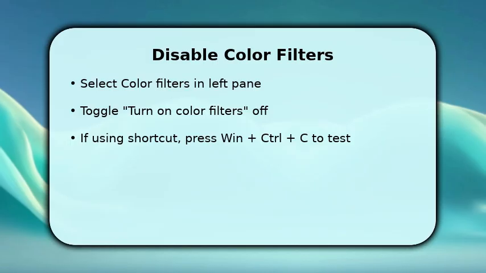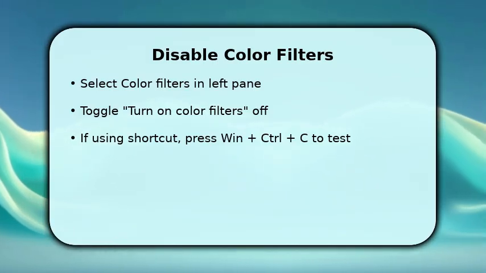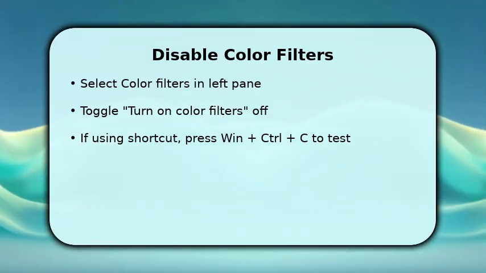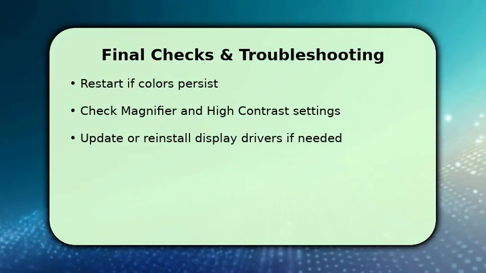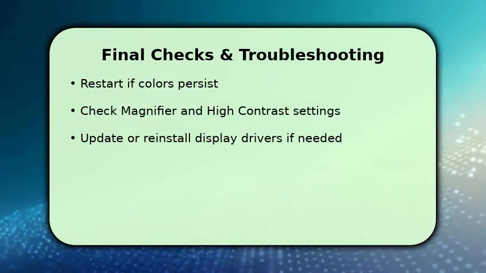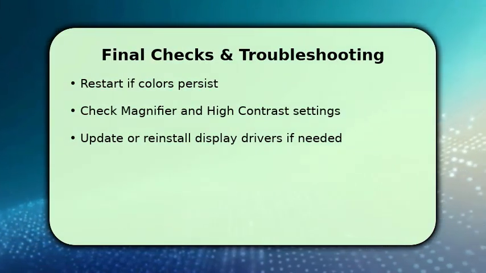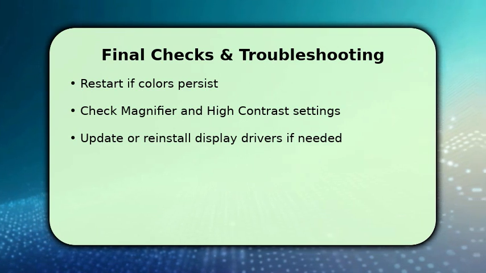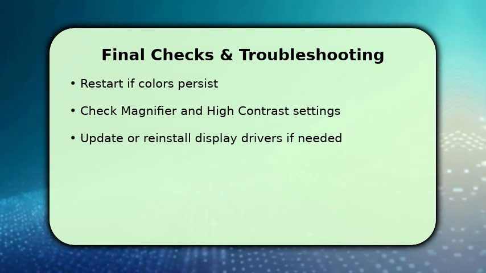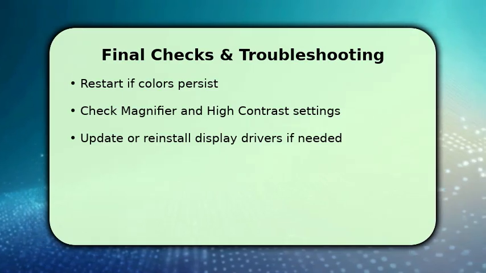Make sure Night Light or third-party themes aren't active, because those can alter appearance independently. Finish by confirming Magnifier and High Contrast are disabled. Go back to Ease of Access for both settings and turn them off if necessary. If inverted colors remain, restart Windows to clear temporary display states.